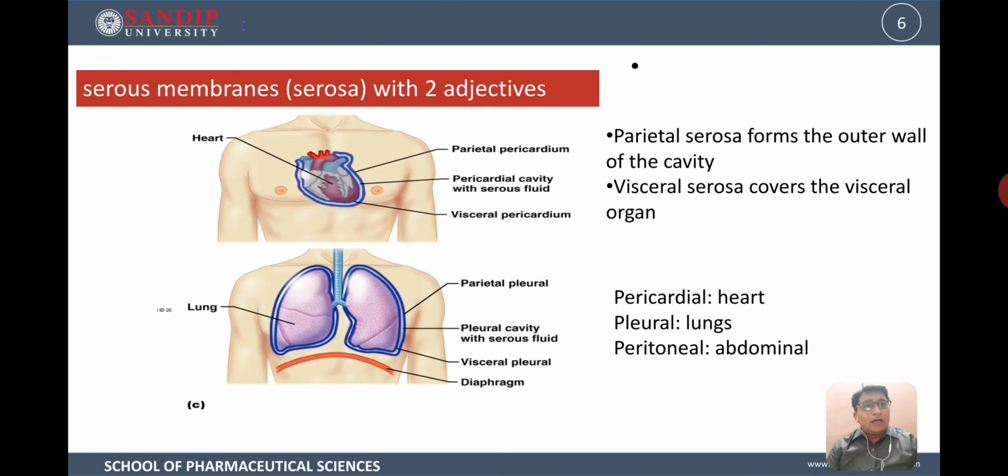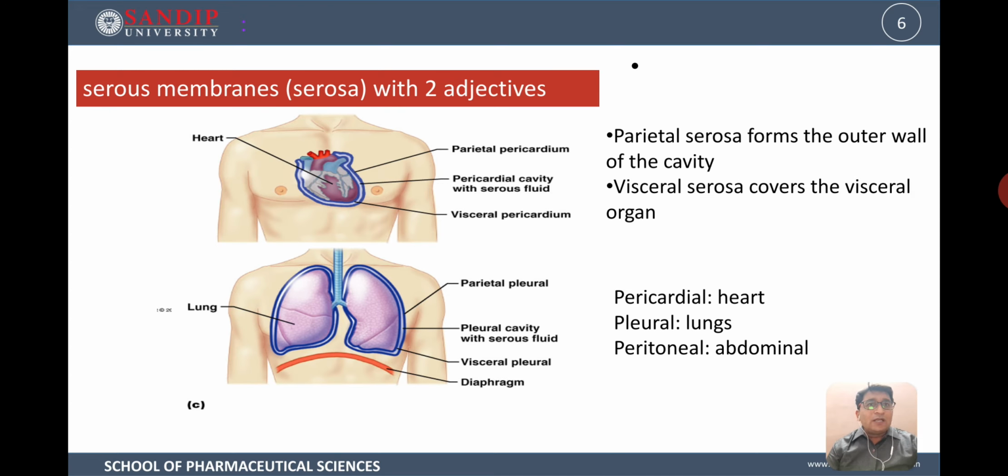Now this is for the heart. Same for the lungs, which are particularly pleural. For the heart it is pericardial, and for the lungs it is known as pleural. And peritoneal is concerned with the abdomen. You can observe these three words: pericardial, heart; pleural, lungs; and peritoneal, abdominal. This is an easy way to understand the terminology concerning the body cavities.